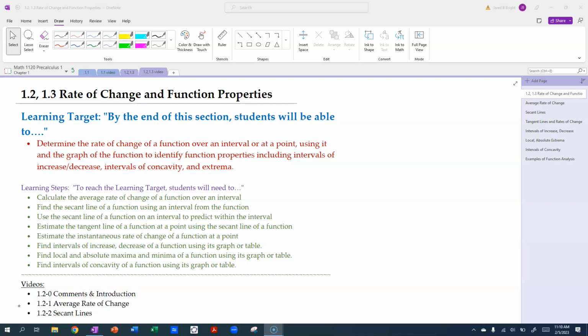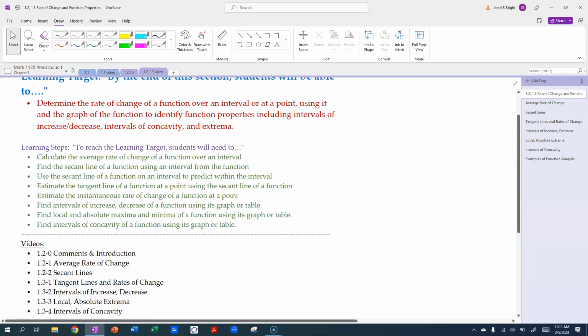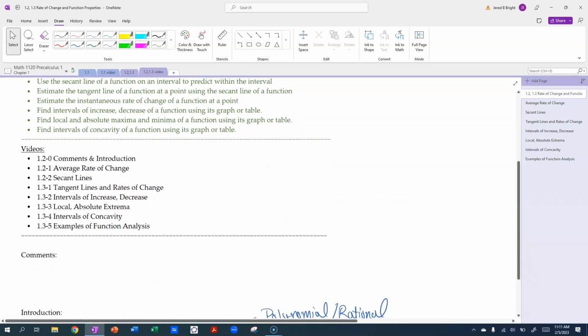Again, previously in the course, we've been looking at just what a function is and domain and range, and so we're just continuing to build out function properties. Okay. Before I say a little bit more about that, I just want to cover some nuts and bolts.